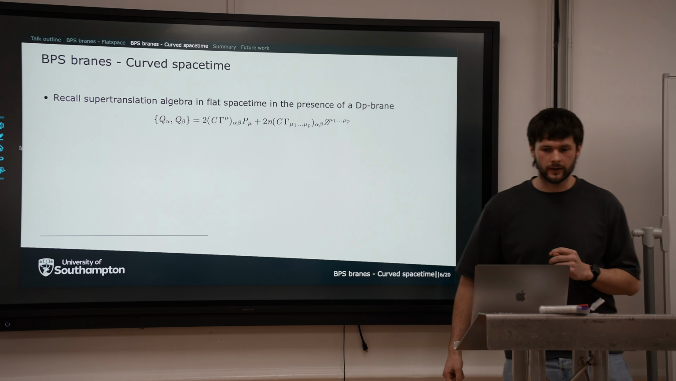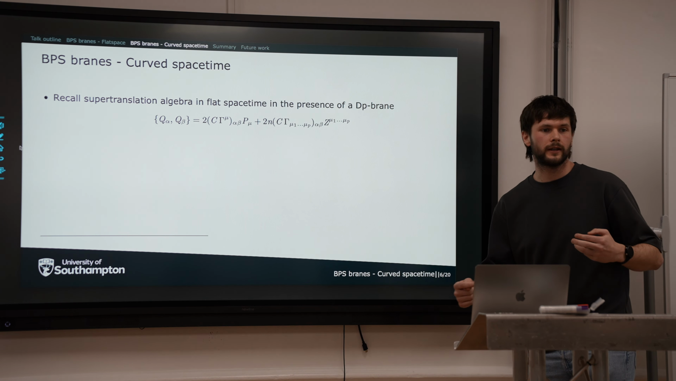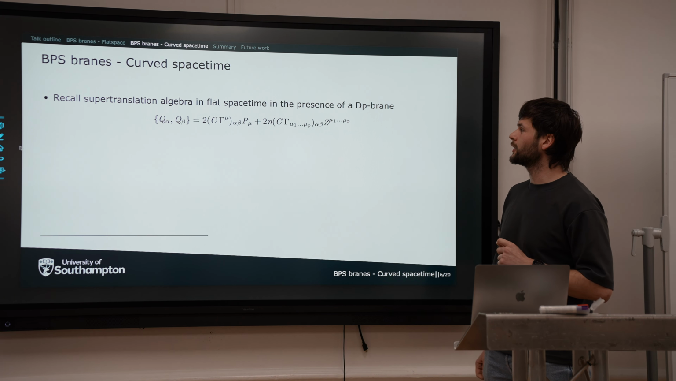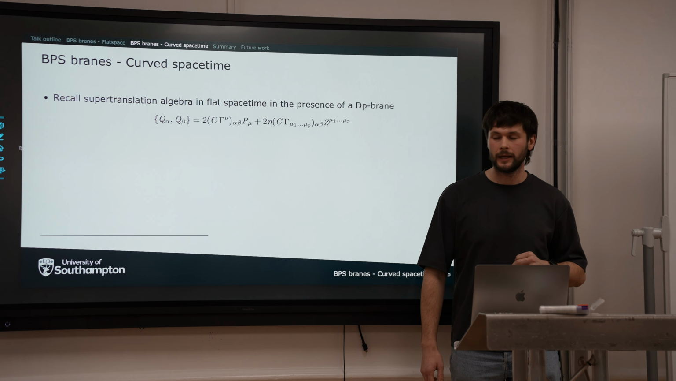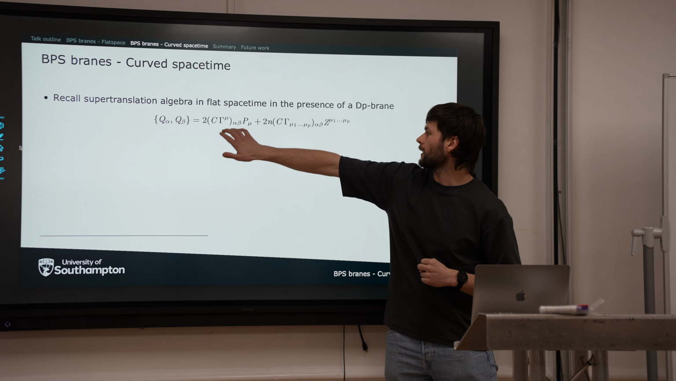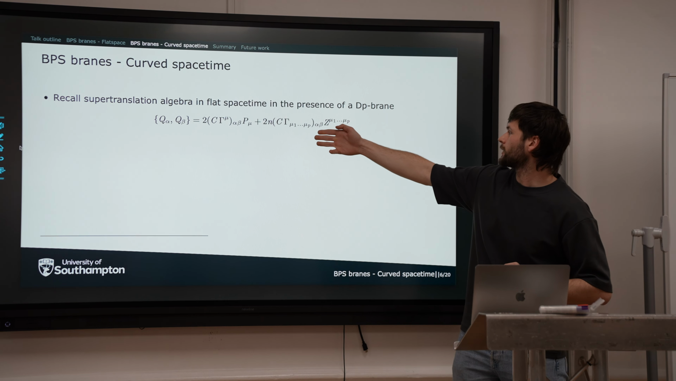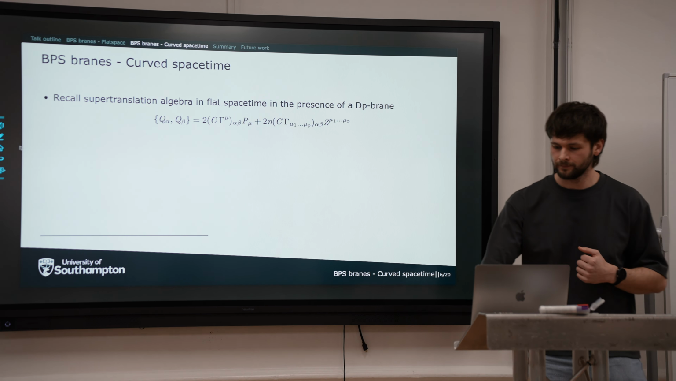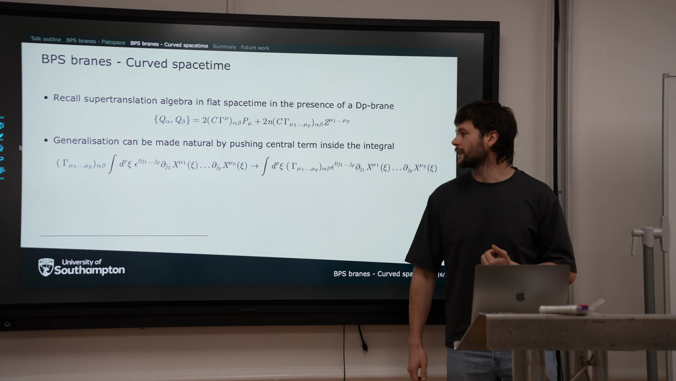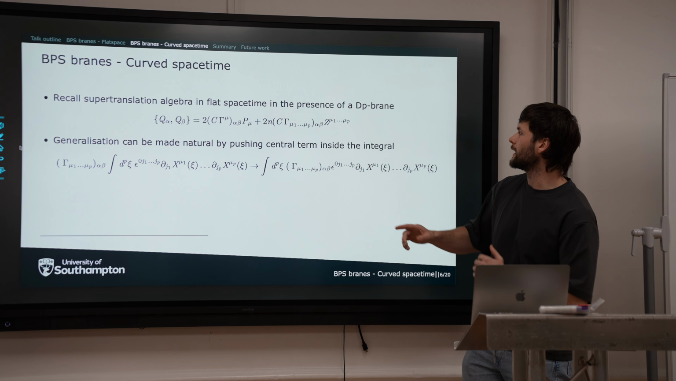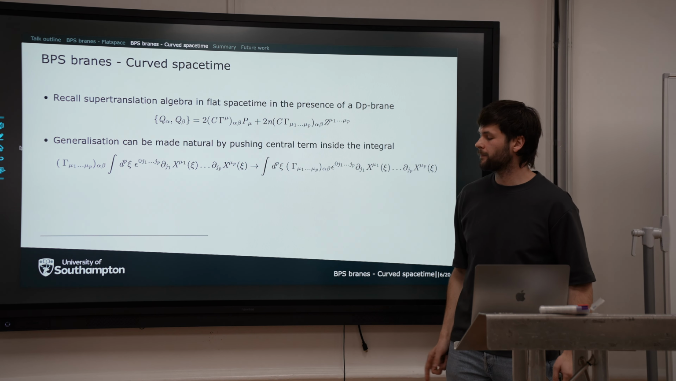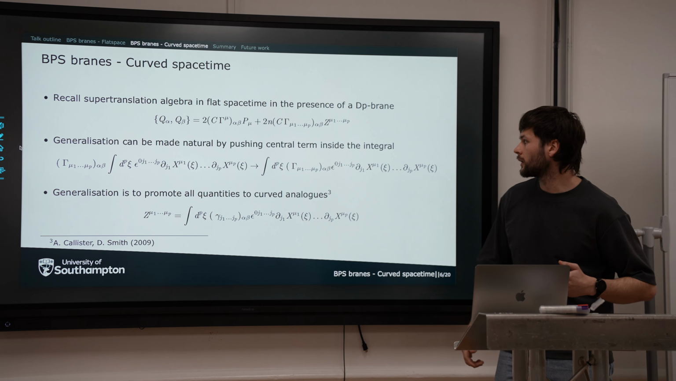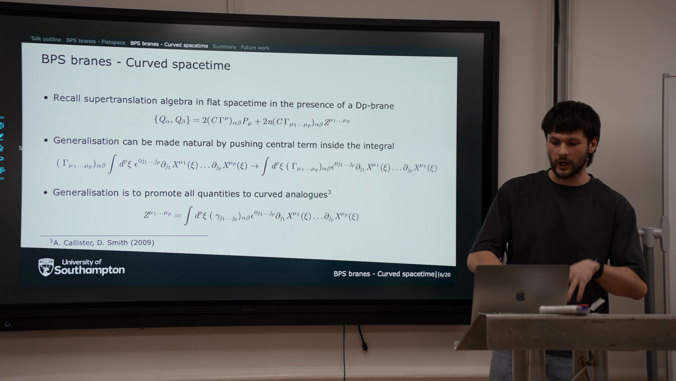Okay, so now that we've considered this situation in flat space, the natural thing to consider next is promoting this to curved space. Recall what the supertranslation algebra gets deformed to in the presence of a Dp brane: we have the regular term proportional to the momentum, plus this central term, which encapsulates the contribution from the Dp brane. There's a natural way of generalizing this by putting everything inside of the integral that defines this central term, and then promoting everything to a curved space analog. That's the algorithm one uses to generalize this to curved spaces.